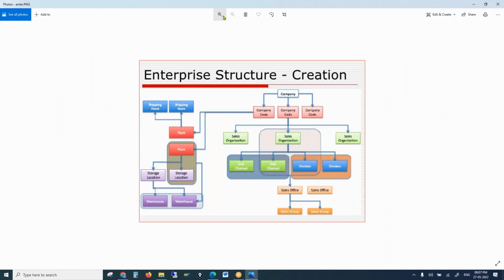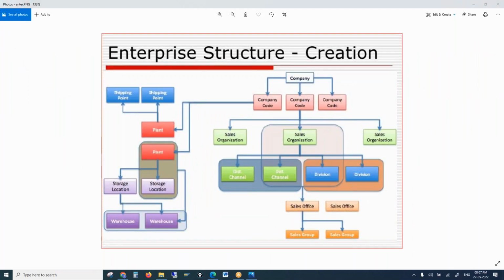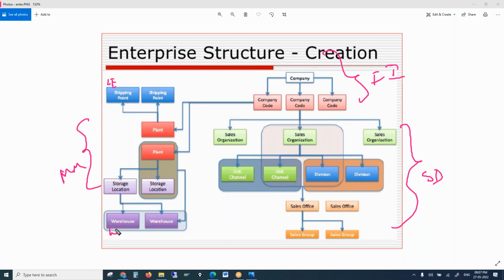So let's go ahead and see how this enterprise structure works and what all the structure we have. Out of this enterprise structure, this is FI, and this is SD, and this comes under LE. This is WM, which is out of our scope actually, right? For us, these are enough. To start with the enterprise structure, the first thing is company. Company is not mandatory, but a company will be created only in 2 scenarios. So what are the 2 scenarios in which we create a company?